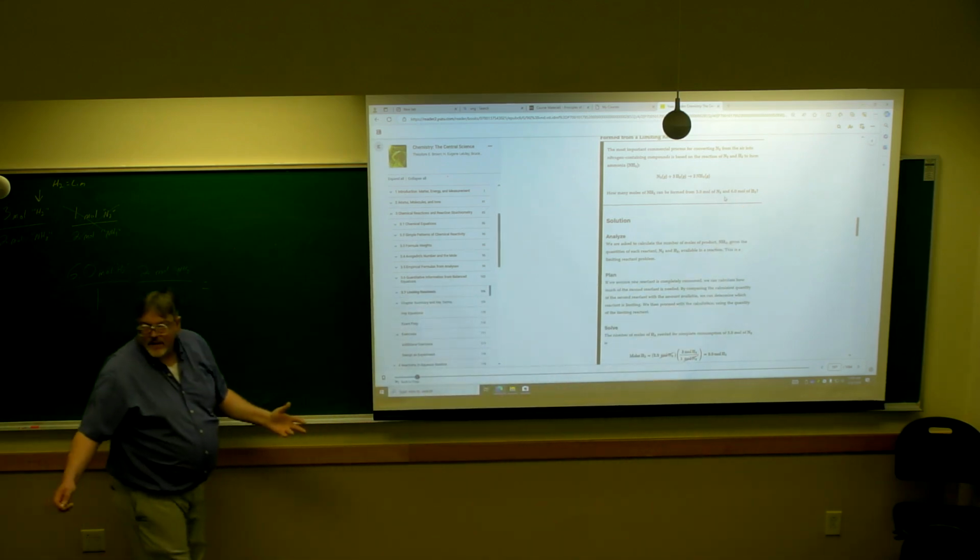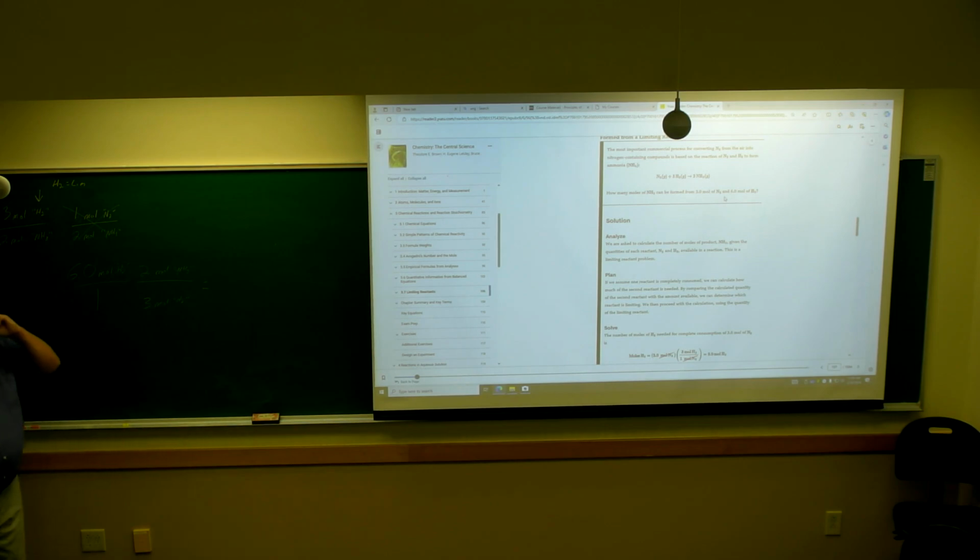That's the whole idea about limiting and excess. The calculation is the same as the ones I was doing previously, at the end of class last time and right at the beginning of class today. The twist is you have to figure out which one is limiting and which one is in excess, because you have to use the limiting one to predict the products.